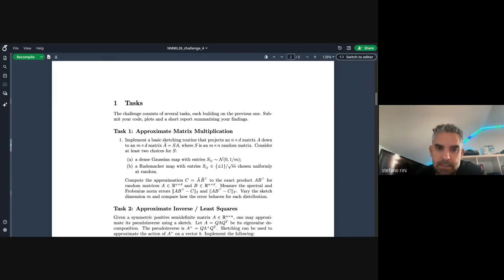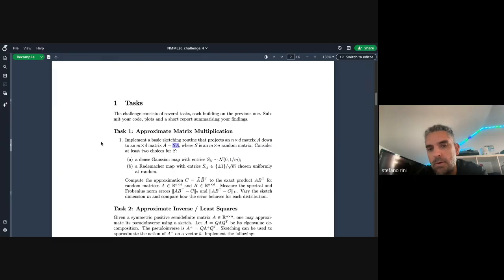Okay, so what is the idea here? You have a certain matrix, let's say, which is n times d. n is the size of your data set, as we usually do, and d is the dimension of the data set. Now you hit this object with an m times n random matrix. The keyword here is random, and you produce this matrix A tilde, which is equal to your sketch times your original matrix.